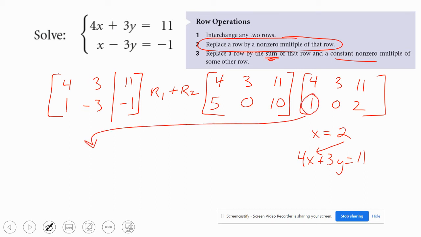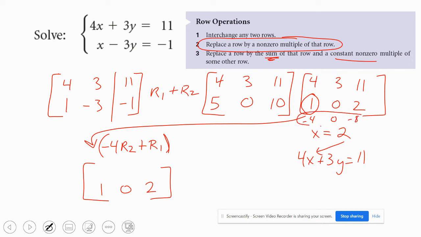So now I can use this 1. I'm just looking at that. I don't care about anything else. I can multiply that by -4 and add it to row 1. So if I do that, I rewrite my row 2. I multiply each of these by -4. So I'd have -4, 0, and -8. Sometimes it helps just to write little numbers if you don't want to do it in your head. So I write -4 plus 4, that's 0. This is just 0. 0 plus 3 is 3. -8 plus 11 is 3.